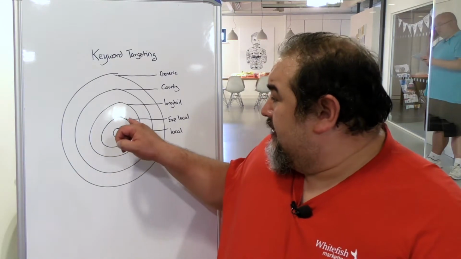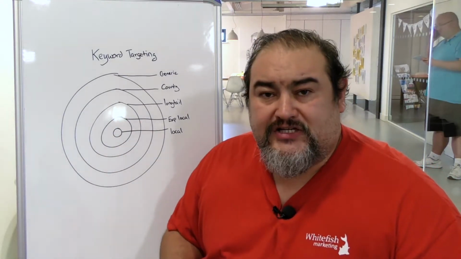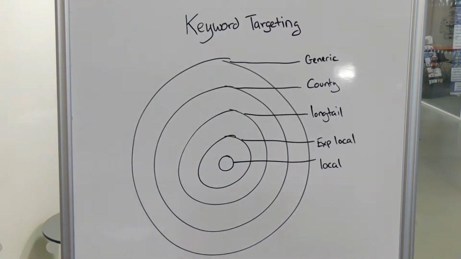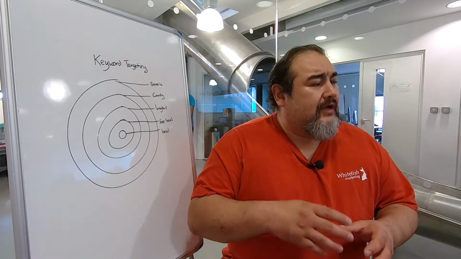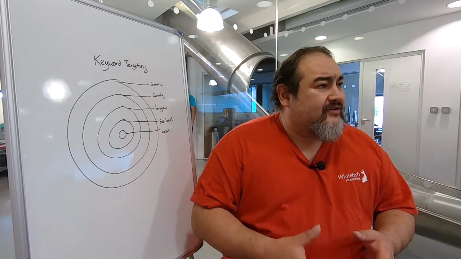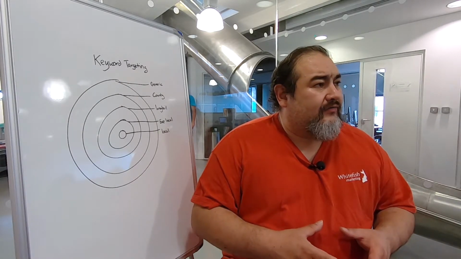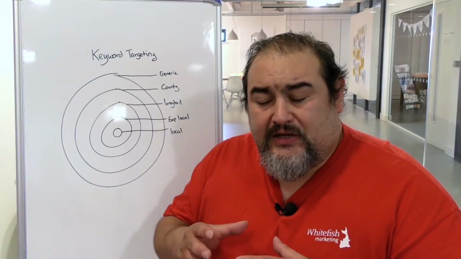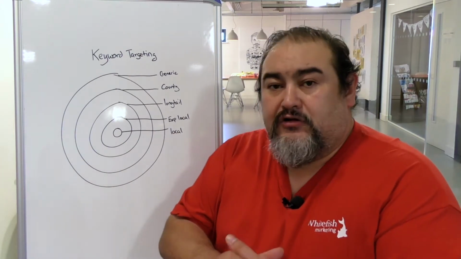Then after that, we're going to have a look at the expanded local regions, so your surrounding local areas. Once I've got Folkestone in the bag, I then might be looking at Dover, Hythe, Ashford and Canterbury, and all the neighbouring towns around that region. That will be the expanded local area.